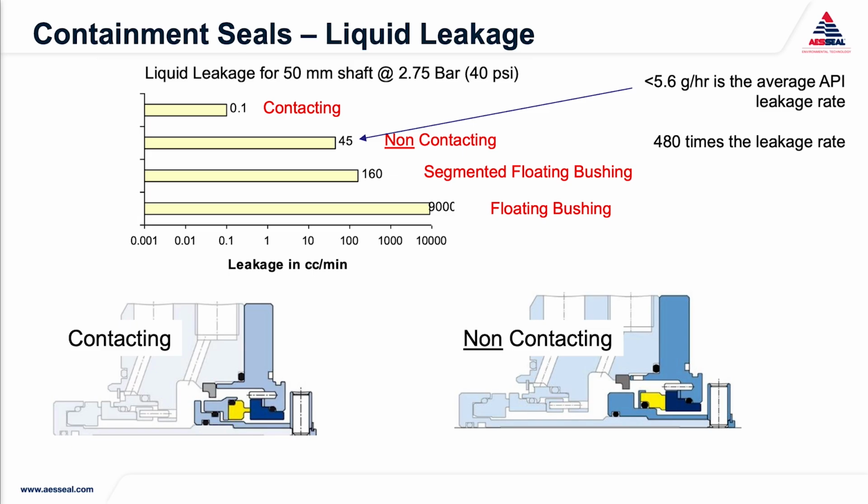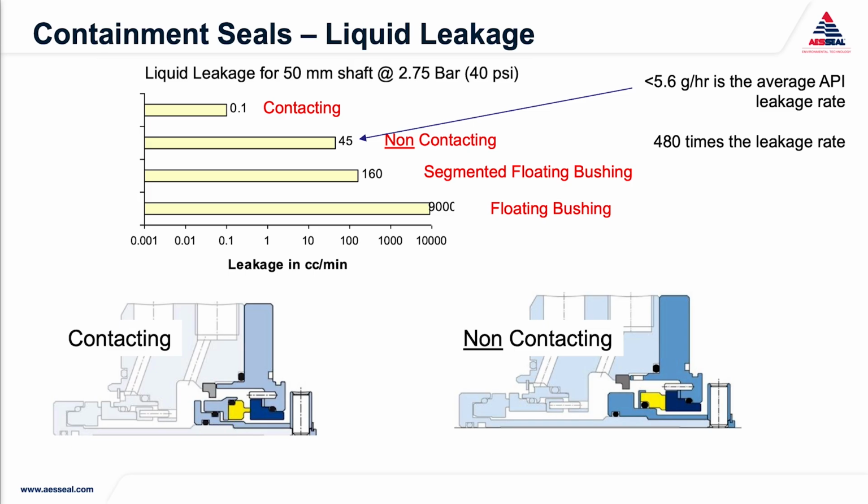Leakage from non-contacting seals is a significant order of magnitude higher than contacting seals, due to the fact that the grooves in the seal faces physically pump liquid across the face. When you consider the maximum allowable liquid leakage from a fully qualified API 682 single seal of 5.6 grams per hour, the non-contacting seal leakage of 45 cubic centimetres per minute is nearly 480 times the allowable normal leakage.